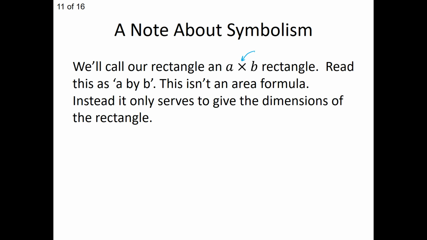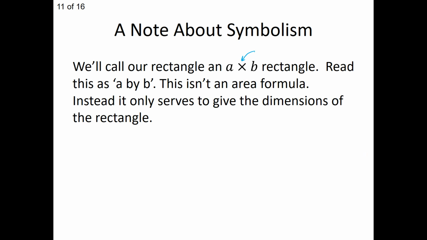If you're familiar with any sort of contracting or woodworking information, they usually will give you the length of a board in terms of its dimensions. You may have heard of a 2x4 or a 1x2 or a 1x4. Those are simply the dimensions of that board. So this isn't the area formula, but this is saying that these are the given dimensions of the rectangle. And it's only going to serve us as symbolism involved in our derivation for our rectangle.